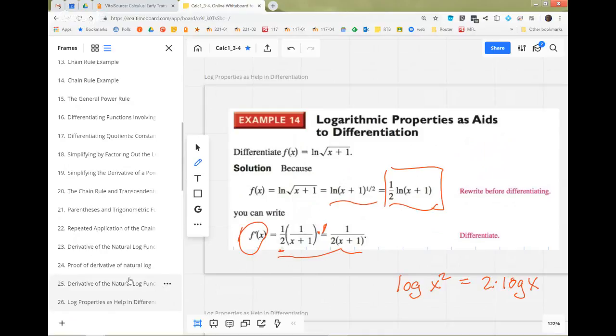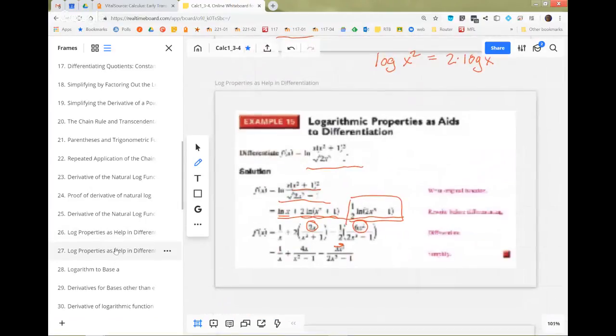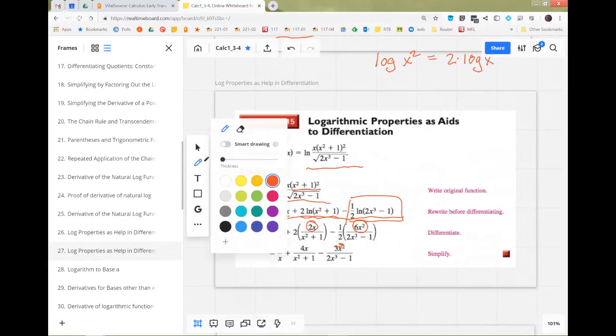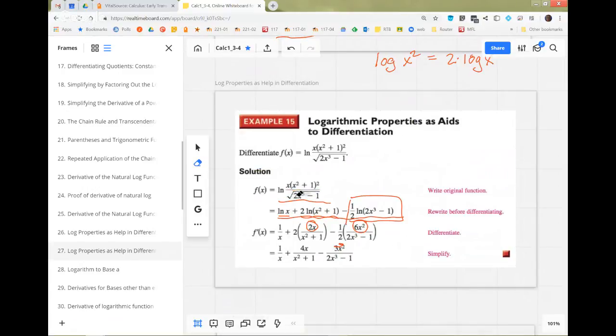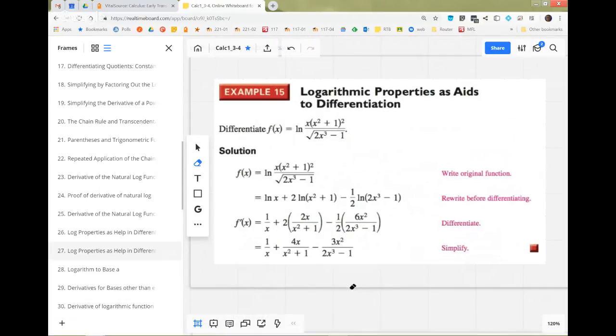All right, let's take a look at another one. Here, log laws help you out quite a bit. Let me do some erasing so that I can try to point things out a little bit without being interrupted. All right, so here we're supposed to differentiate the natural log of this algebraic fraction, x times x squared plus 1 quantity squared, divided by the square root of 2x cubed minus 1. Wow. Okay. There's a lot going on there.